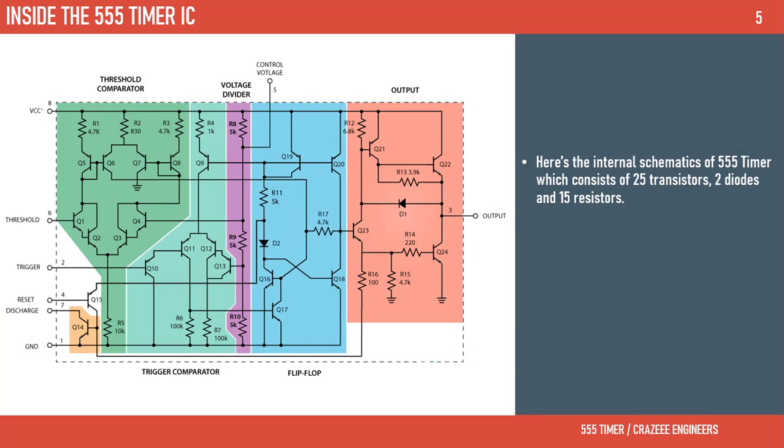Inside the 555 timer IC. Here's the internal schematic of the 555 timer, which consists of 25 transistors, 2 diodes and 15 resistors.